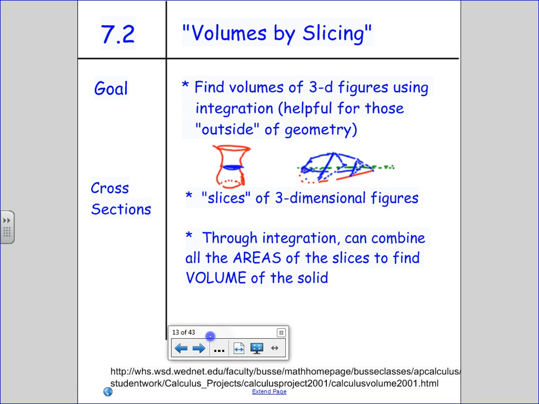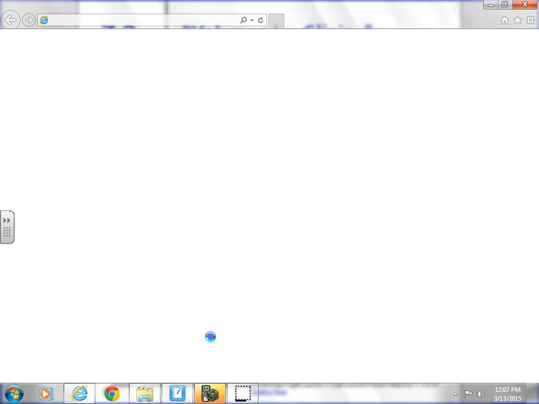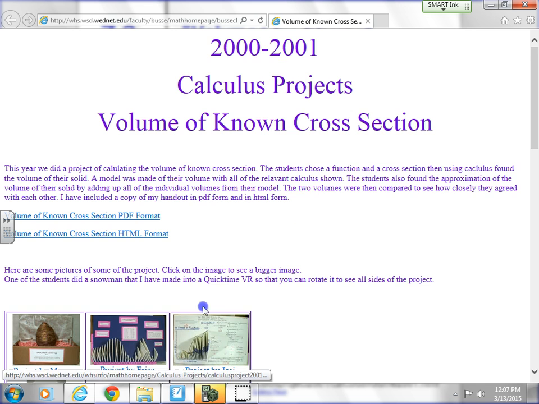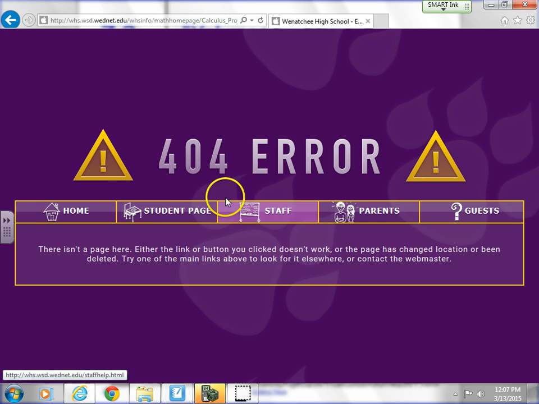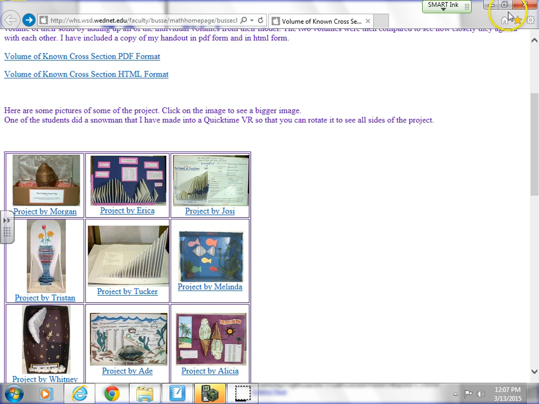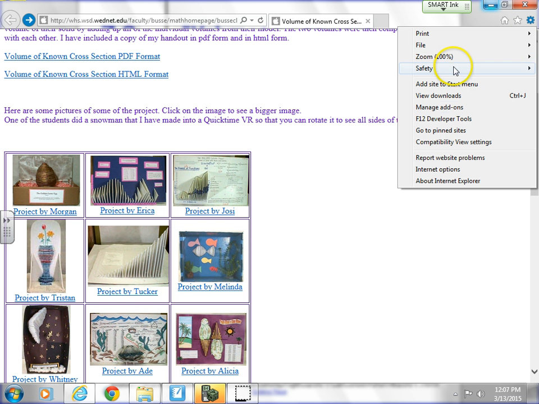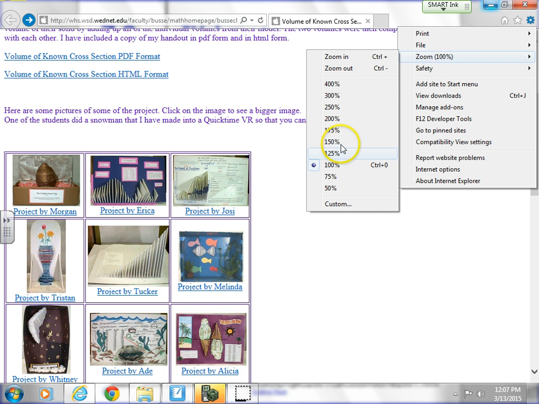Is he coming? He's not coming. Go. Nope. How about now? Oh. That's lame. I'll just do it the old-fashioned, really ugly way. Where's the zoom? There it is.